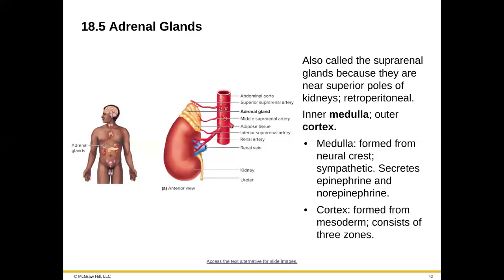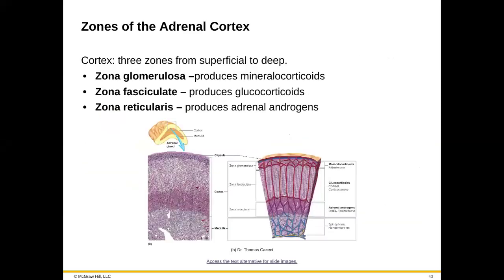The cortex, on the other hand, is derived from mesoderm, and this is going to have specifically three different zones associated with it that we're going to talk about here in a second. So the three zones of the adrenal cortex, the outermost portion of the adrenal gland, are the zona glomerulosa, the zona fasciculata, and the zona reticularis. Each of these zones is going to produce a different type of molecule or hormone, if you will. The zona glomerulosa is going to produce mineralocorticoids, zona fasciculata is going to produce glucocorticoids, and the zona reticularis is going to produce androgens, or what we refer to as sex hormones.